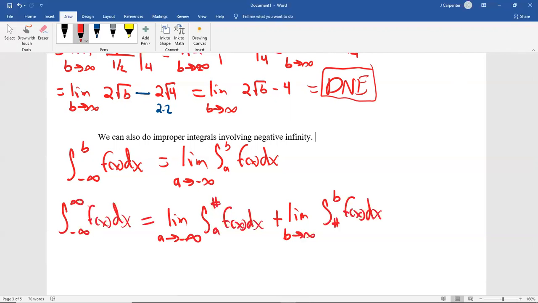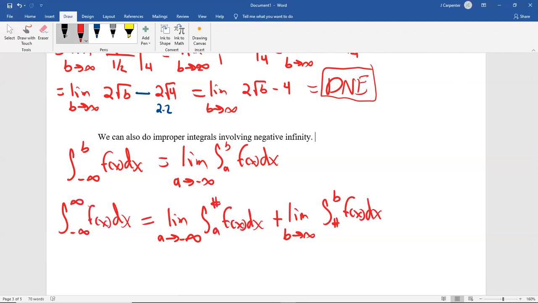If the vertical asymptote was somewhere else, you'd go wherever the vertical asymptote was. Let's say the vertical asymptote was at 1, then you'd go from a to 1 and then from 1 to b, where a and b represent the negative and positive infinity respectively. But we will do an example of this first case.